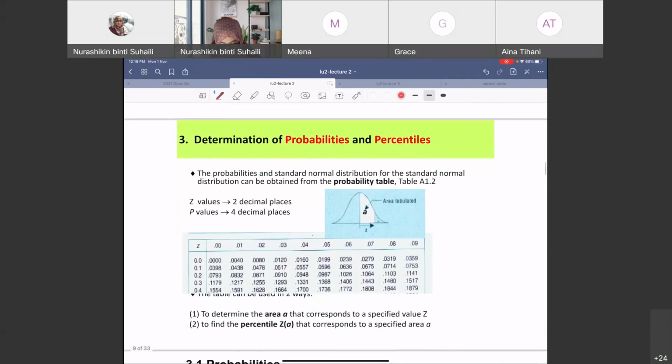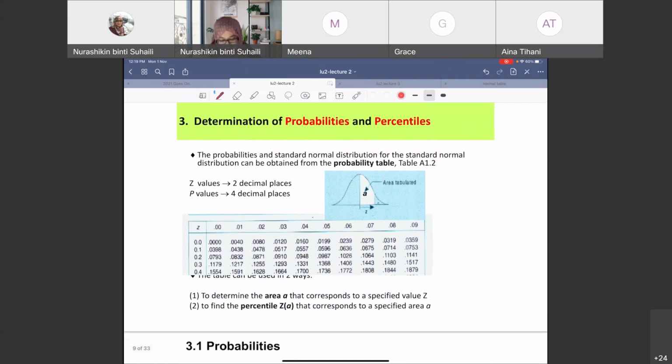Okay, so now how are we going to determine the probabilities and percentiles? Remember just now when I said that the area under the curve is equal to probability, and our concern is that we want to find the probability. It means that we have to find the area under the curve, okay? And to find the area under the curve, we have to refer to the Z table.